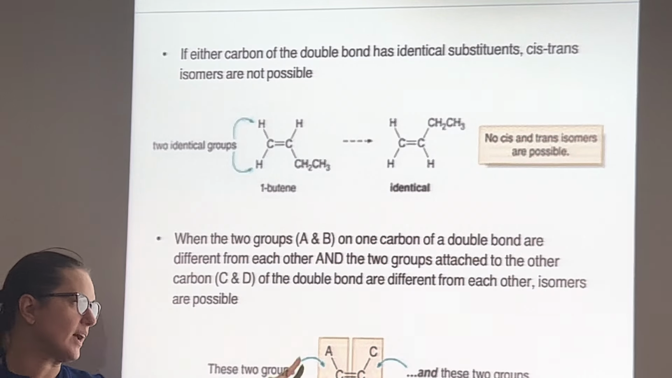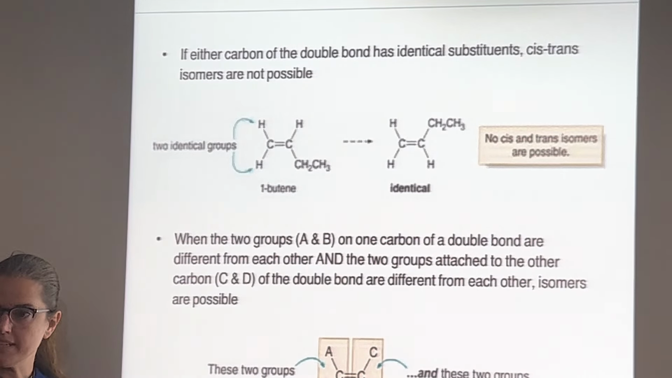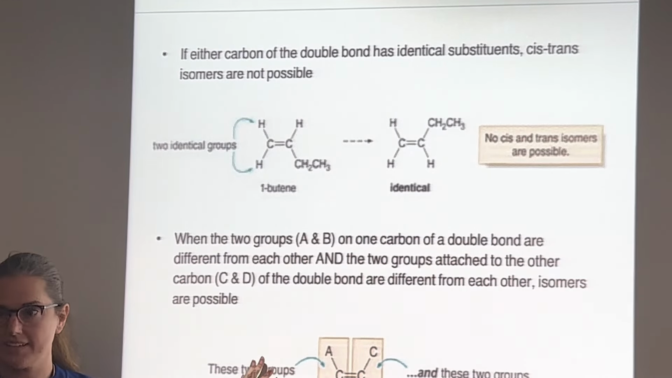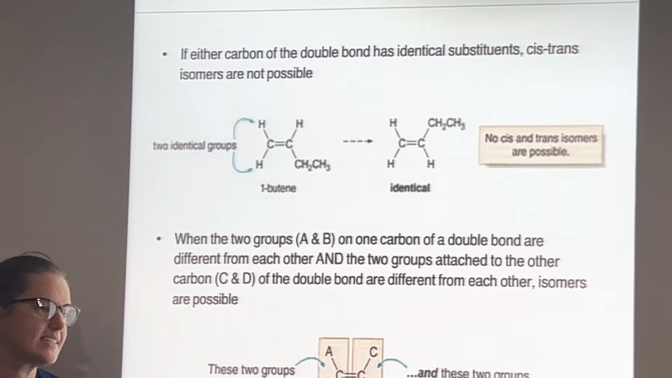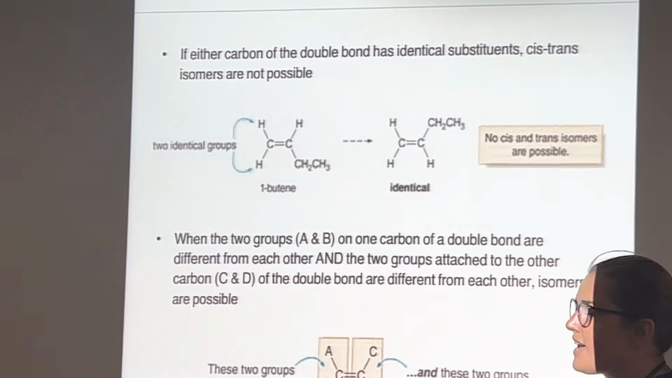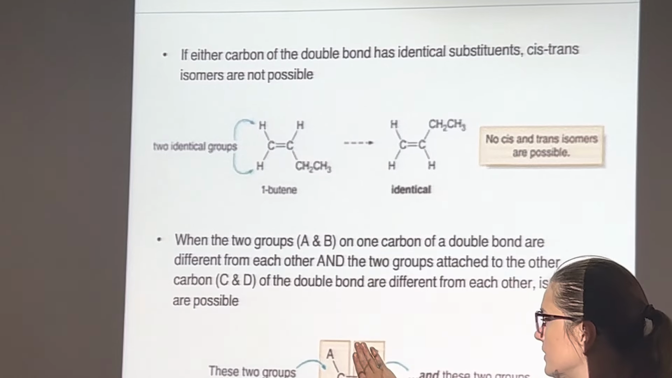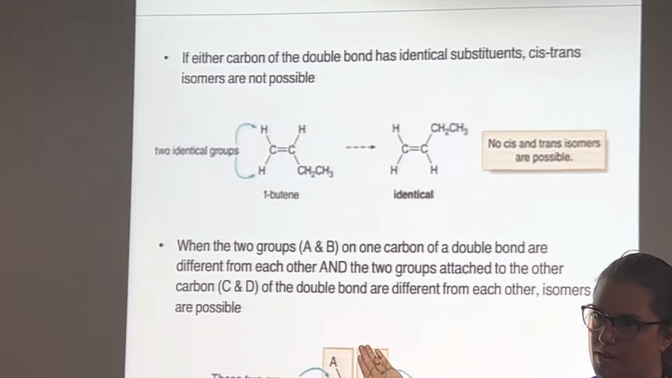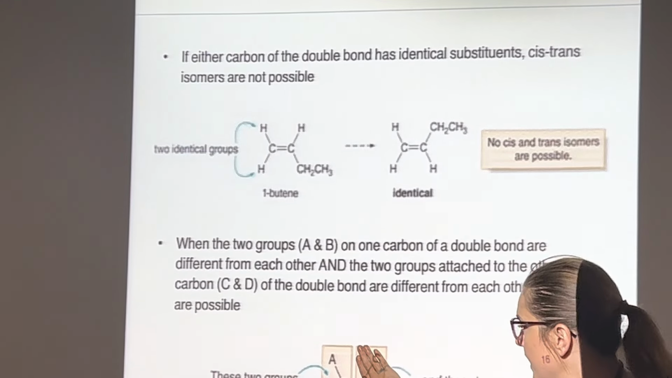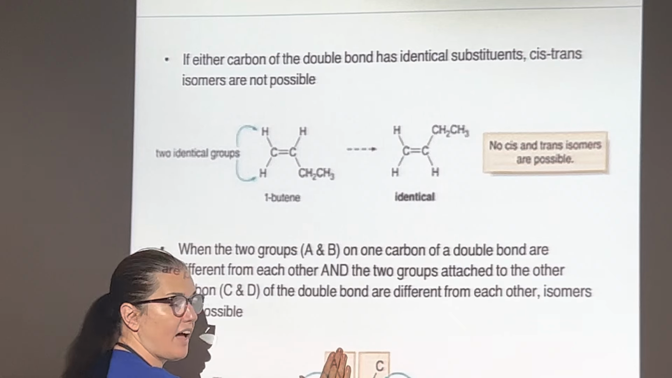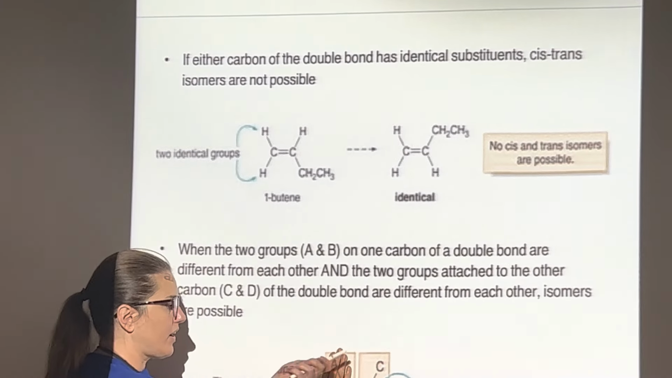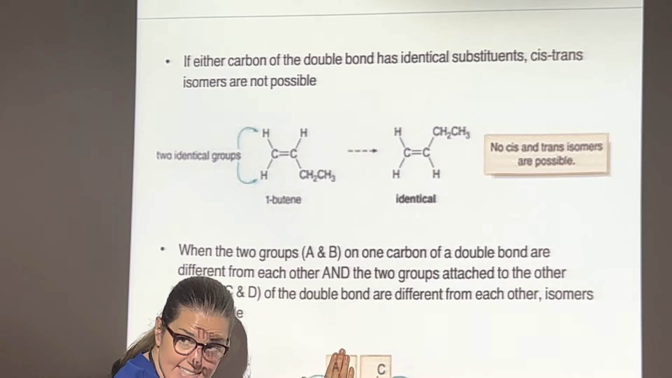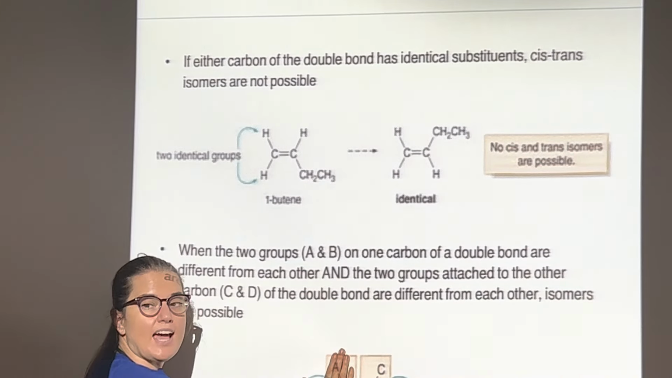Now this picture right here is a little bit confusing because it makes it look like you have to have 4 different things bonded around here. But what it's actually saying is, in order to have a cis-trans pair, look at this carbon right here and ask yourself, are those 2 things different from each other? Okay? And then you have to go to the other side and ask yourself, are those 2 things different from each other? And if you have yes and yes on both carbons, then you can have cis-trans.